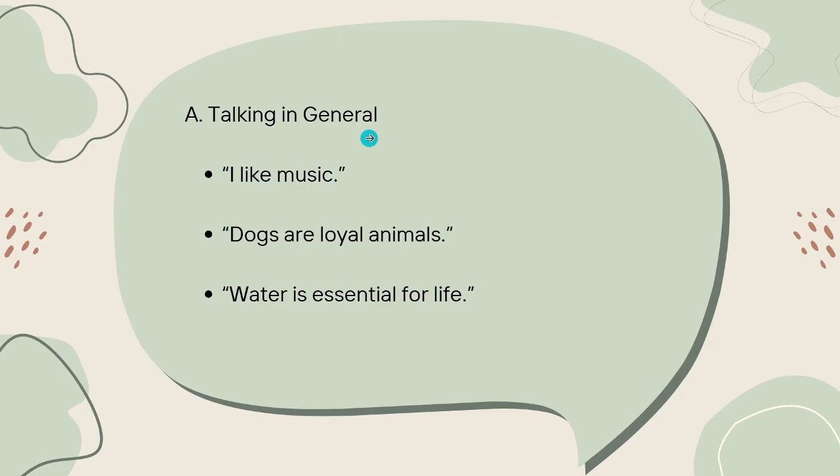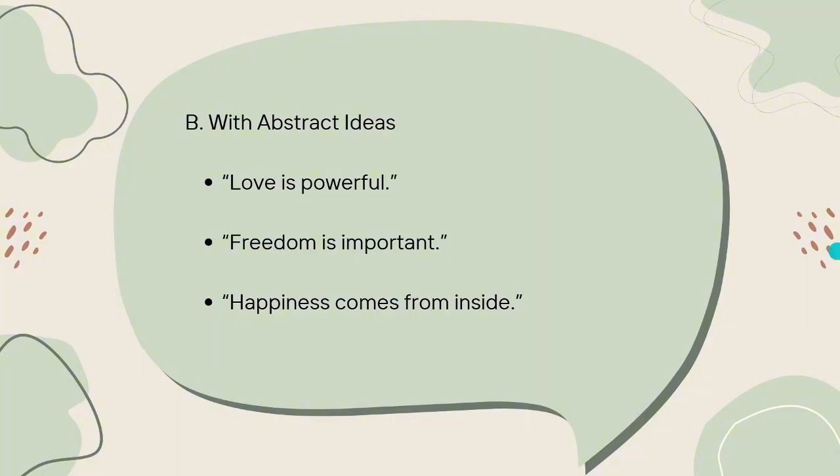When are we not going to use an article? When talking in general. I like music. Dogs are very loyal animals. Water is essential for life. The big case is with abstract ideas. Love is powerful. Freedom is important. Happiness comes from inside.